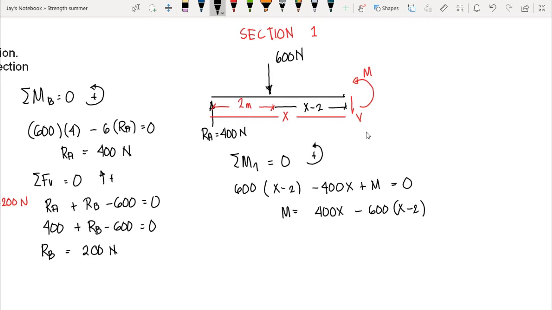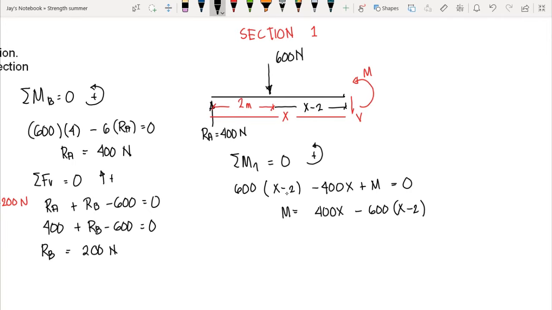Now, in the Macaulay method, it is very important that you do not distribute the value 600 inside the bracket, since this is the Macaulay bracket. Keep this expression as it is. You do not need to distribute 600 inside the bracket. So this would be our moment equation.